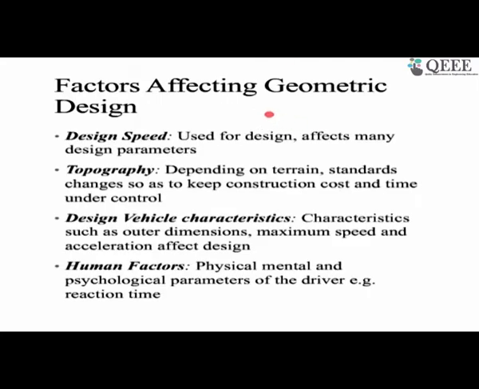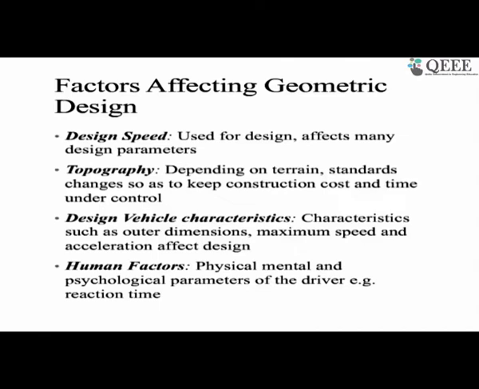Now the factors which affect the geometric design. One is the design speed. You are designing a facility, so what is the speed at which the vehicle can travel? Each facility is going to be designed for a different design speed. The topography, what is the terrain type and how the standard changes with the terrain. So this is where the ghat section comes. Ghat section has a different terrain, which is called steep or mountainous terrain, and it has a different standard. And these standards come from the speed and from other aspects, as we go through, we will see.